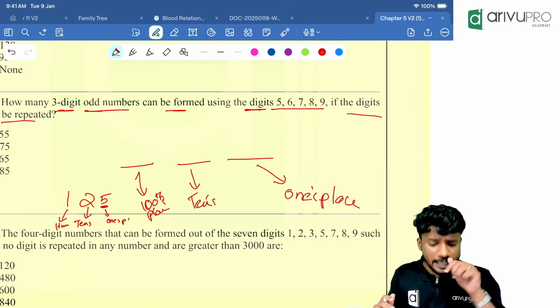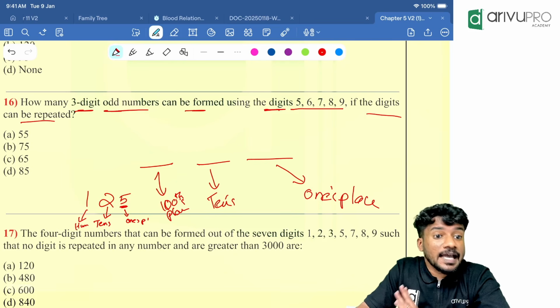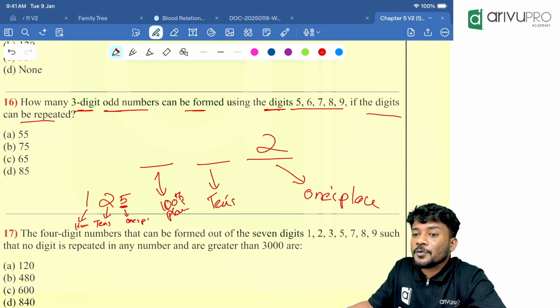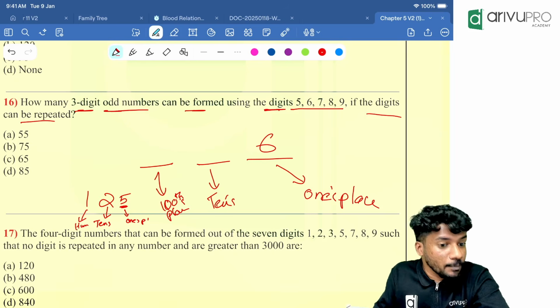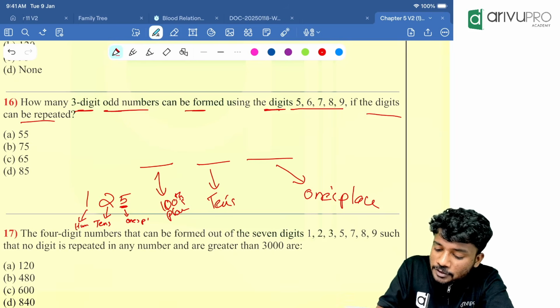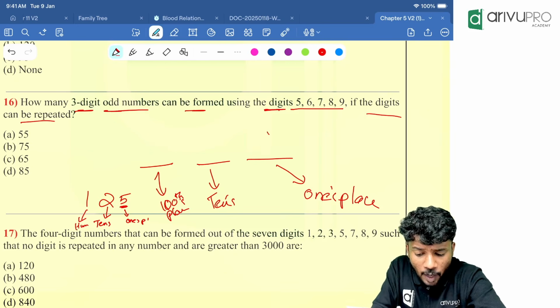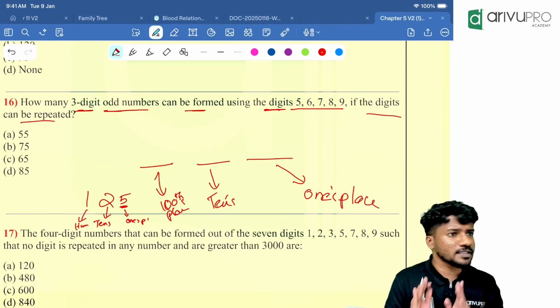Now, when will a number become odd number? When the ones place is having an odd number. For example, if ones place is 2, no matter what, the number will be even. If ones place is 6, no matter what, the number will be even. If the ones place is odd, if it is 3, it will be odd. If it is 1, it is odd. Whenever an odd number sits at ones place, it is an odd number.